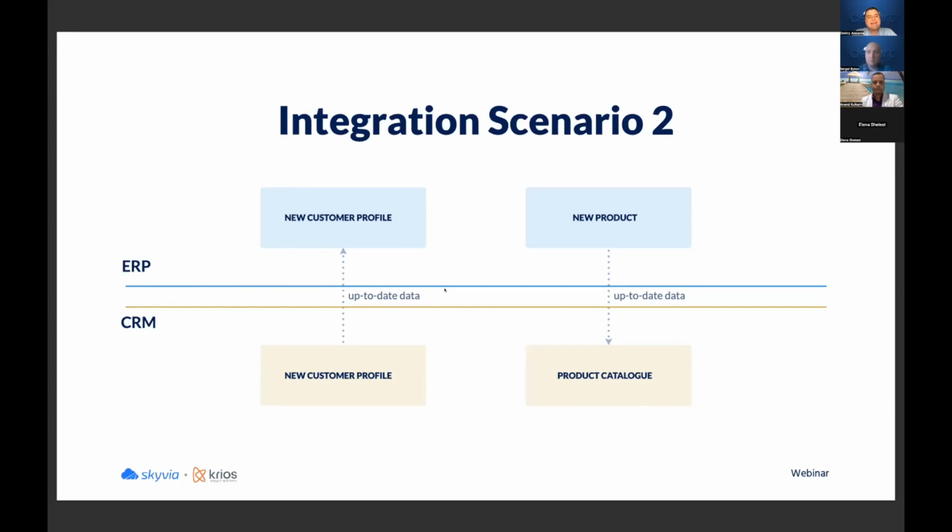Another example is the creation of a new product in ERP, which is immediately synced with the CRM product catalog. And this ensures that the new product is available for the sales team to sell, enabling them to make informed decisions based on accurate and up-to-date product information.